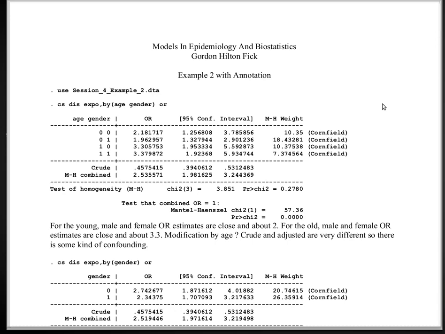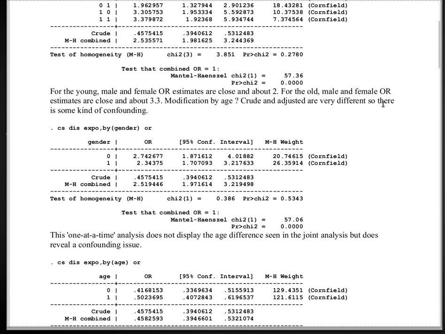On the other hand, what happens if I consider a one-at-a-time analysis, where I stratify only on gender? And you can see again, I don't see much. The adjusted is only slightly different from the adjusted we got here. No evidence of non-homogeneity. And a Mantel-Haenszel test that's again saying, yes, there's a disease exposure relationship. Fair enough. Got that in play, right?